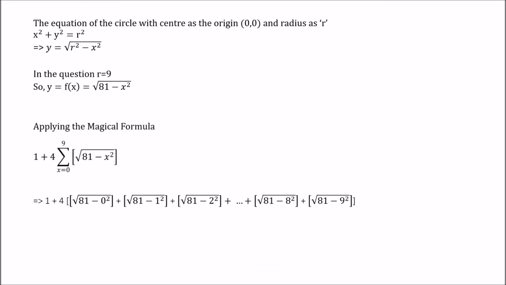Now if we apply the magical formula, which is 1 plus 4 sigma x is equal to 0 to 9, because radius is 9, and square bracket 81 minus x square. Now if we expand this, we'll get 1 plus 4. There is a huge bracket, and inside that bracket there is an expansion of the series where we will shuffle the value of x from 0 to 9. So the first bracket is the square root of 81 minus 0 square. Second bracket is the square root of 81 minus 1 square, and so on till square root of 81 minus 9 square. We should not forget that the square bracket is representing only the integral part.